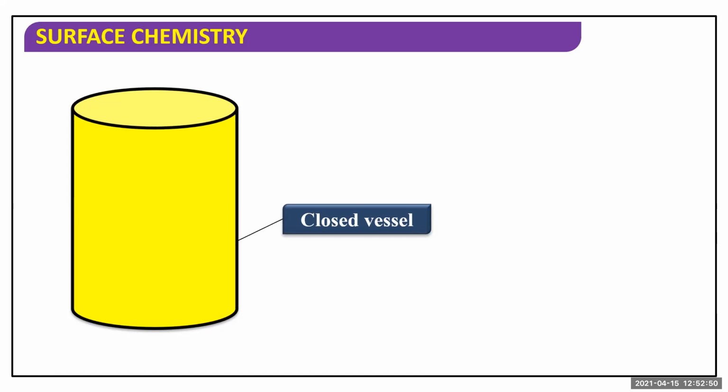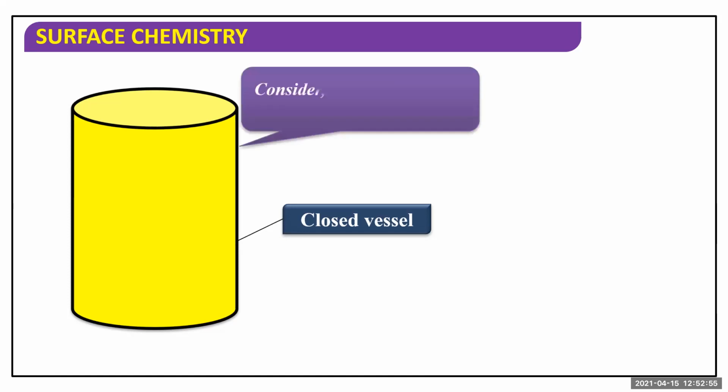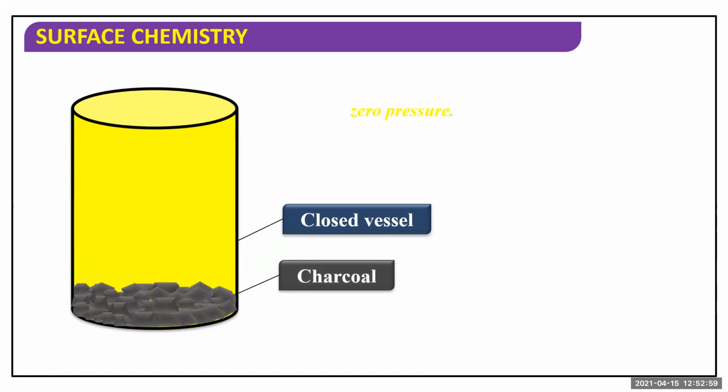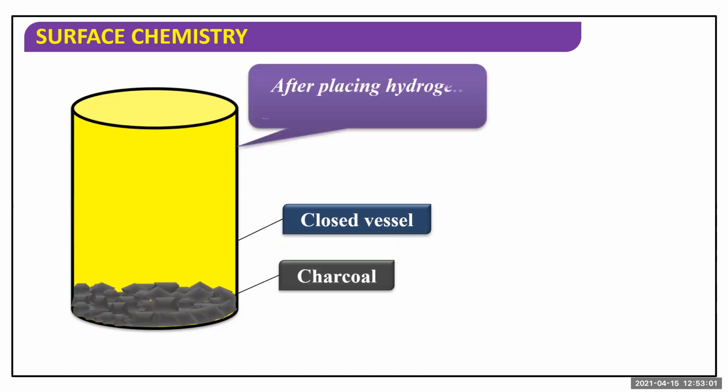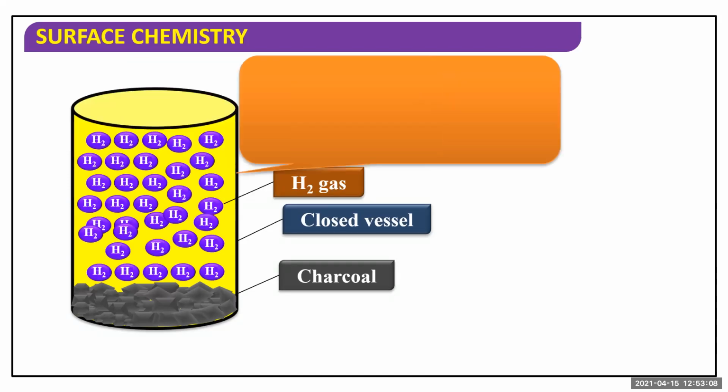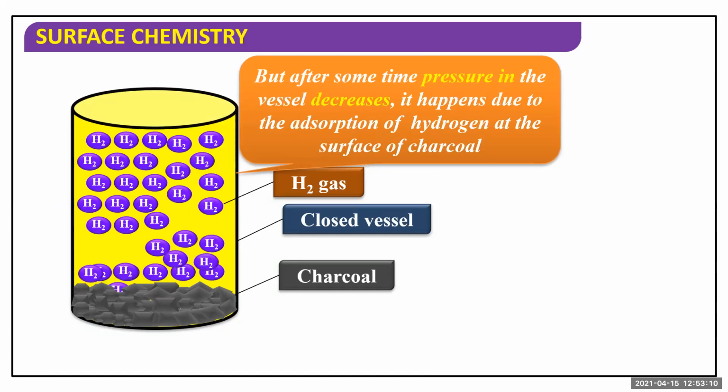Consider that initially the closed vessel has zero pressure. This is charcoal. After placing the hydrogen gas, its pressure increases. But after some time, the pressure in the vessel decreases. It happens due to the adsorption of this hydrogen at the surface of charcoal.